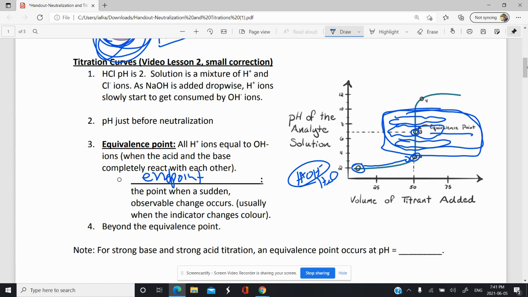You want to be within this region here when your indicator changes color. And when your indicator changes color, we call that the end point, which will be close to the equivalence point chemically, where the H plus and the OH minus have completely neutralized each other and reacted with each other.